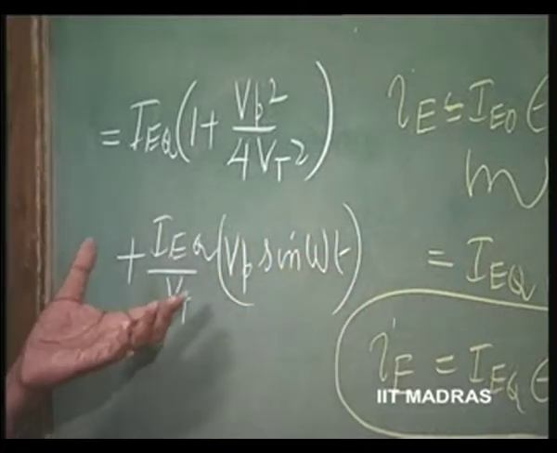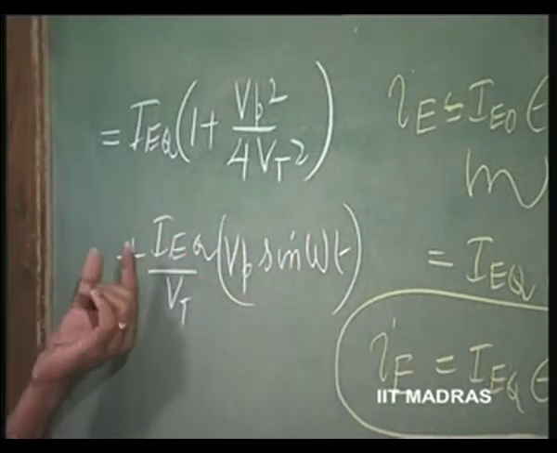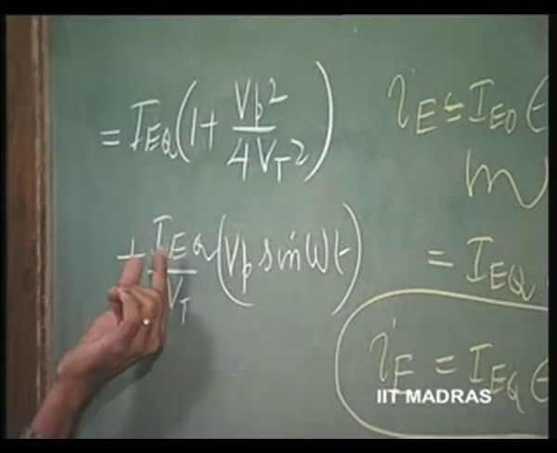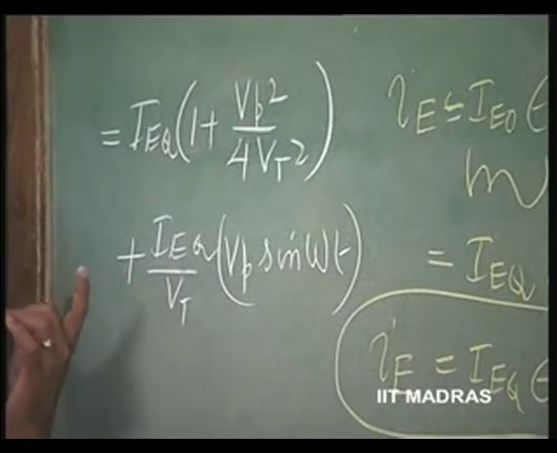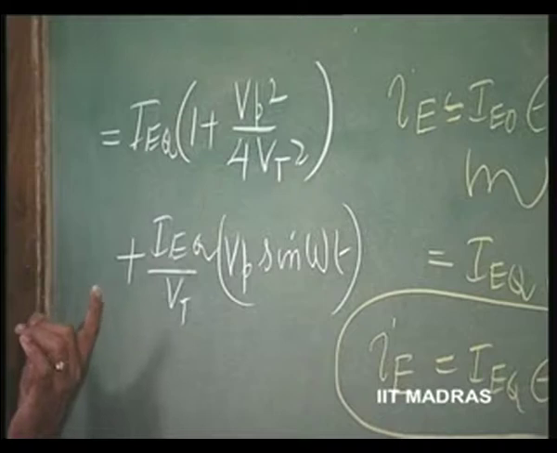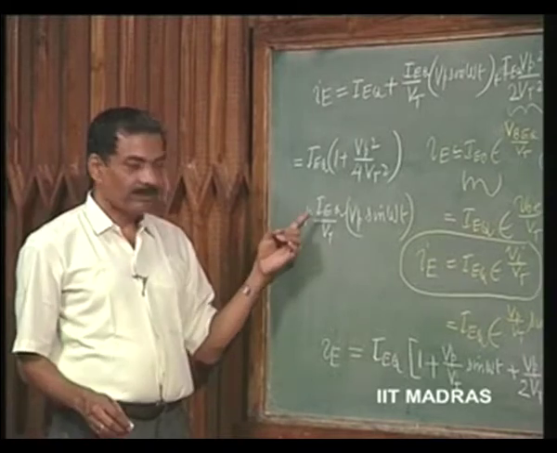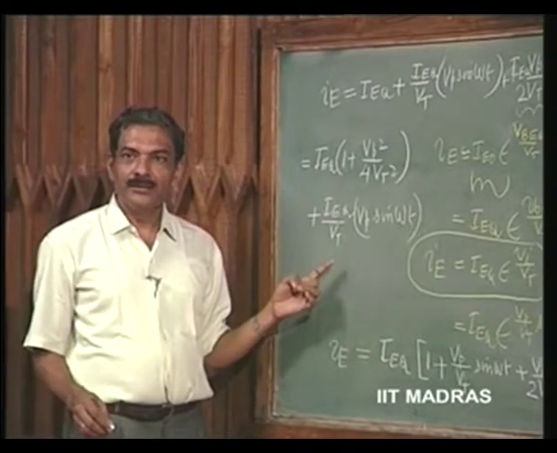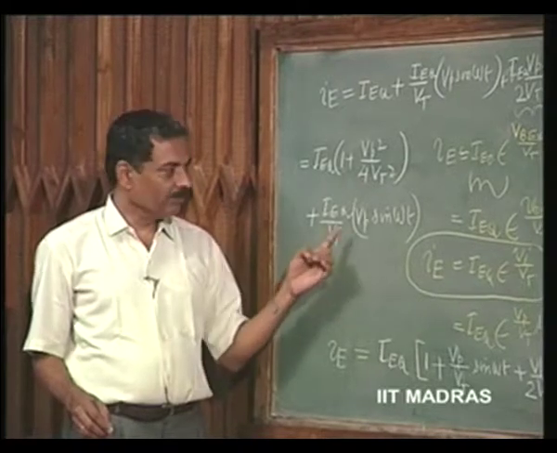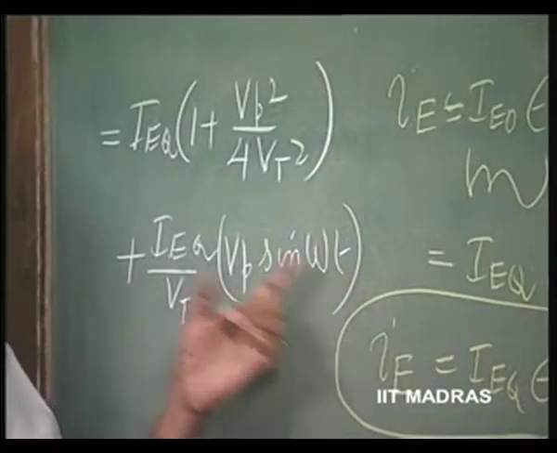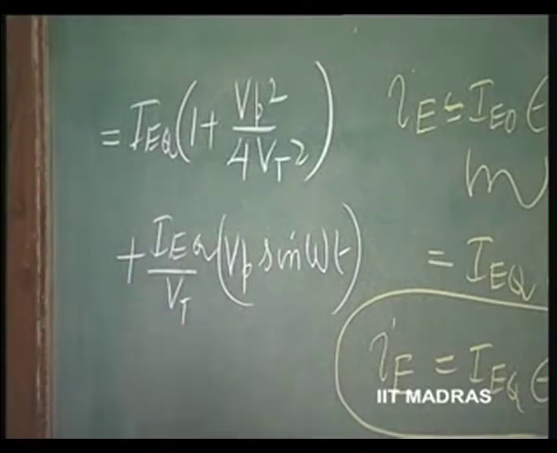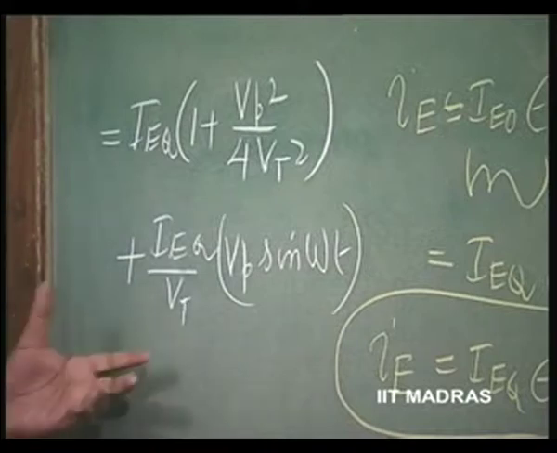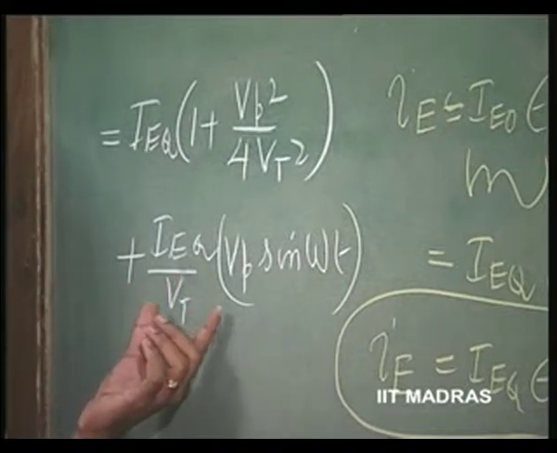So, this Vp sin omega t is going to be transformed by a transconductor factor, which is IEQ by Vt here. A change in input voltage, which is Vp sin omega t, becomes a change in emitter current by a factor which is IEQ by Vt, with Vp sin omega t being the input voltage. So, IEQ by Vt is the transfer parameter factor. Basically it is called transconductance.